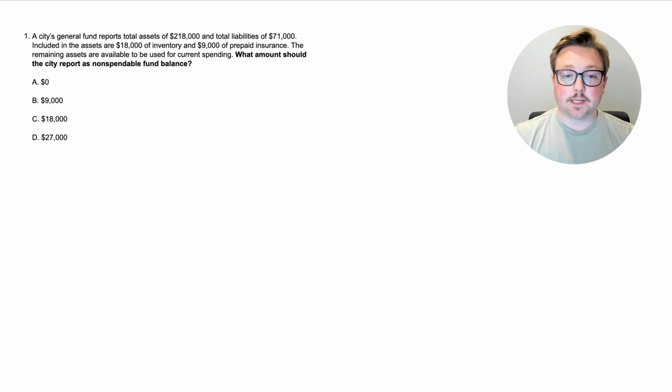What amount should the city report as non-spendable fund balance? Again, imagine you were on the exam on test day and you read that last sentence. City report as non-spendable fund balance. Now, because you've been studying for weeks or maybe even months, you should have an idea of non-spendable. That's something to do with the government, and fund balance. Okay, yes, we're definitely dealing with the government. So now you have an idea of what you're dealing with in this question.